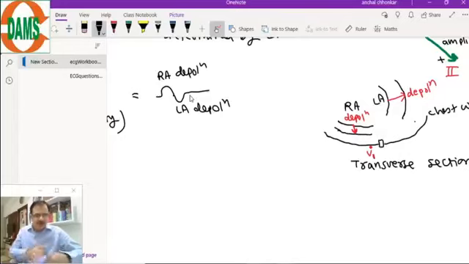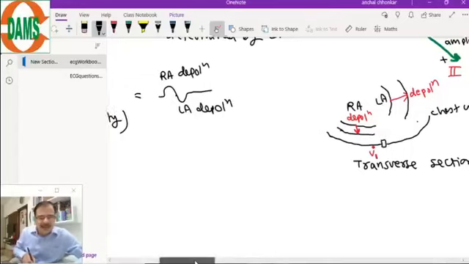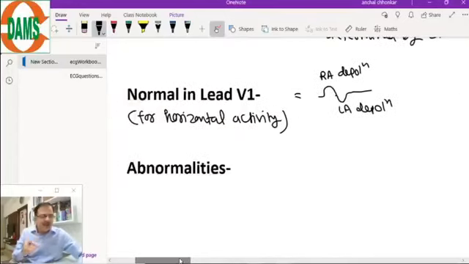It is in the horizontal plane. It is going towards the left axilla, and V1 is placed on the right side. So it will show a negative deflection. So these are the normal P waves in particular leads. And no one will ask you what are the dimensions of this biphasic P wave in V1. They will just ask you in which lead normally you will get a biphasic P wave. Answer is V1.